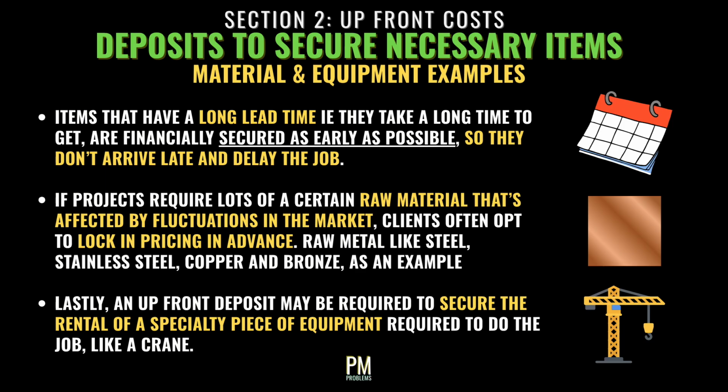Another reason to purchase materials before the project starts is if the fabrication of said materials will require lots of certain raw material that's affected by fluctuations in the market. A good example is raw metal, like steel, stainless steel, copper, bronze, and so on. An owner may elect to secure this material when it's at a favorable price, or if they predict the price will be going up in the near future.